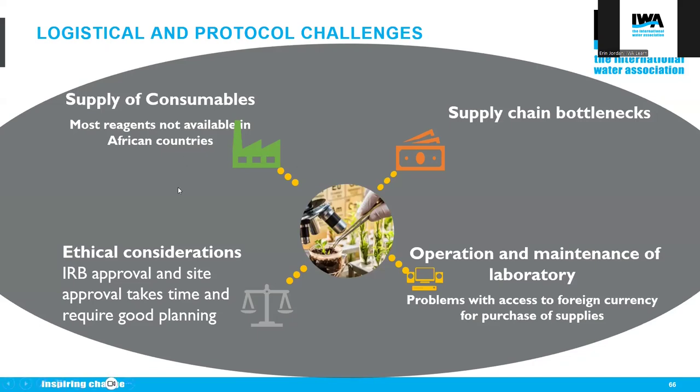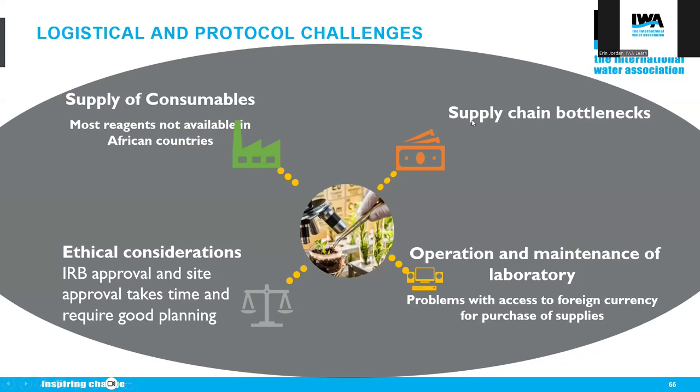In this kind of work, we've noted that most of the reagents and consumables that we use, including equipment, must be sourced from outside Africa. And in our experience, sourcing these items usually takes months before those consumables arrive. This is a really huge challenge regarding setting up a non-sewered wastewater surveillance system in Malawi.